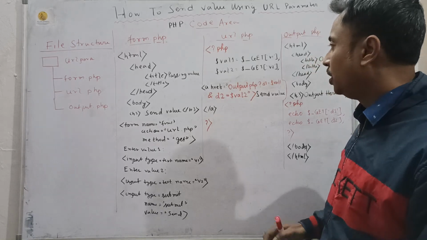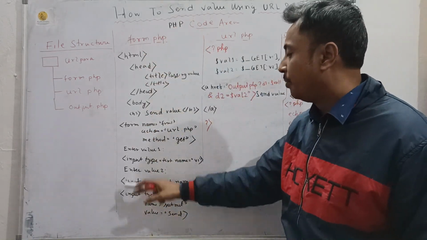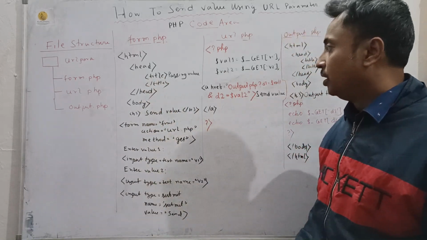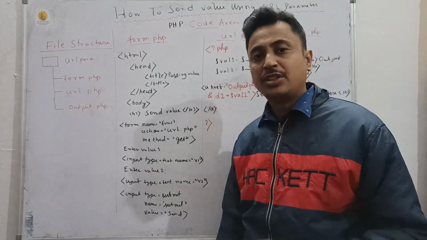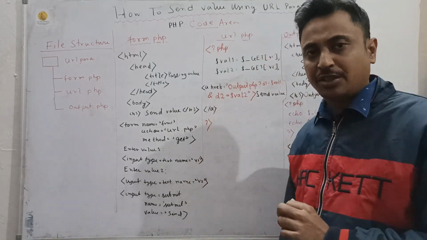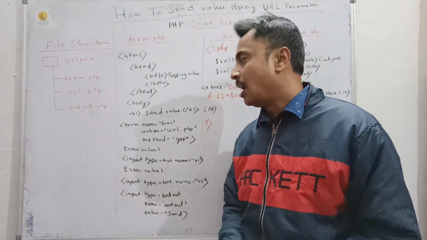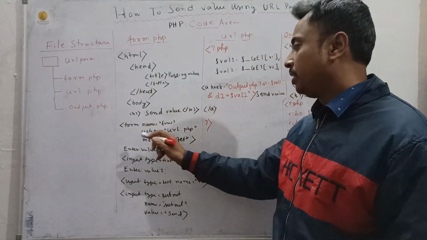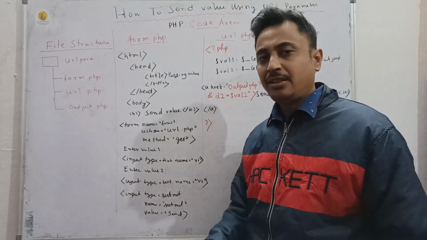So this is the code for the form, basic HTML code I am writing. For creating a form, we just start with HTML. In VS Code, you just type the exclamation sign, then press tab, and the structure of HTML is automatically created. After that, you create a form, then a form name, any name, then action. The action is the target page.